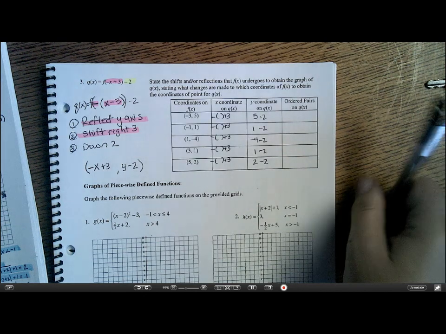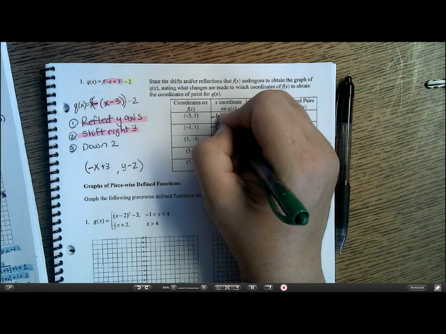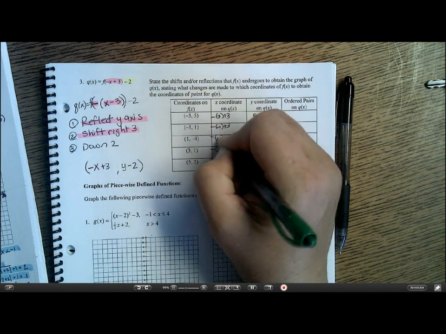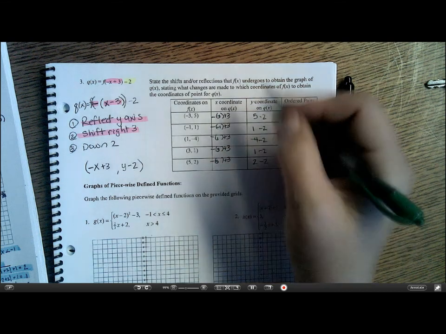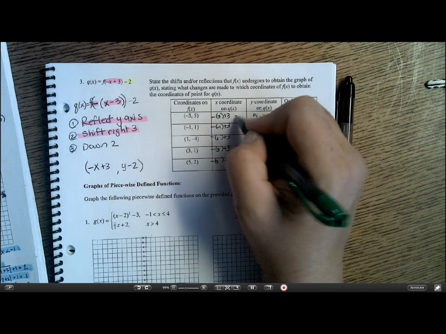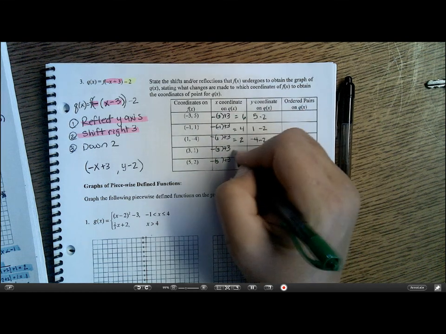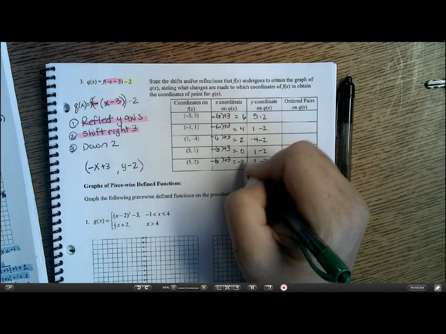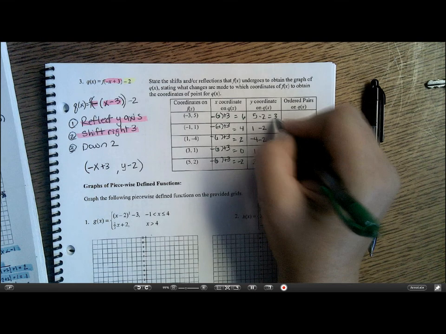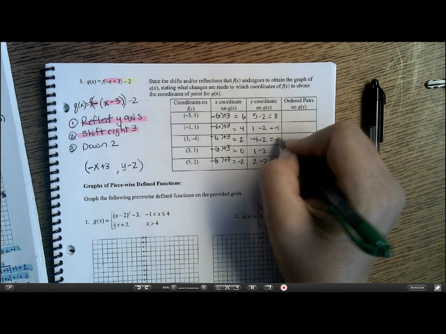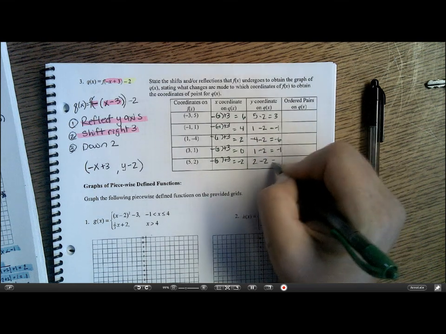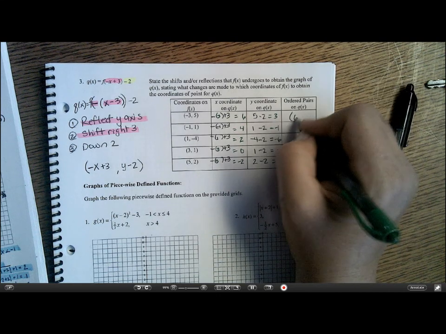Getting everything set up. This is my x, -3, -1, 1, 3, 5. And so we end up getting here 6, 4, 2, 0, -2, 3, -1, -6, -1, 0, in the ordered pair.